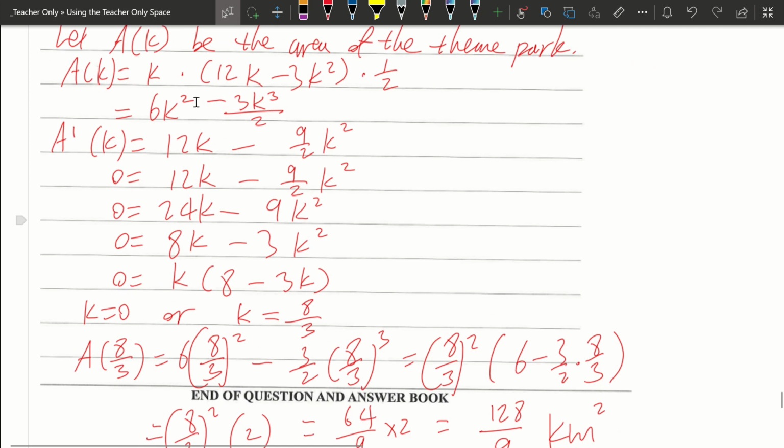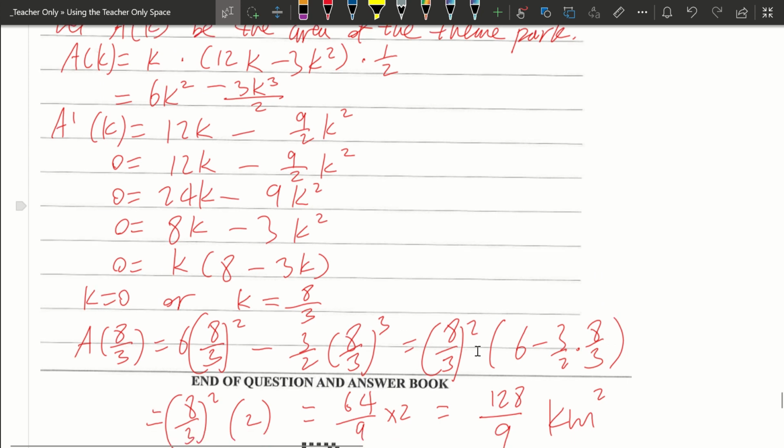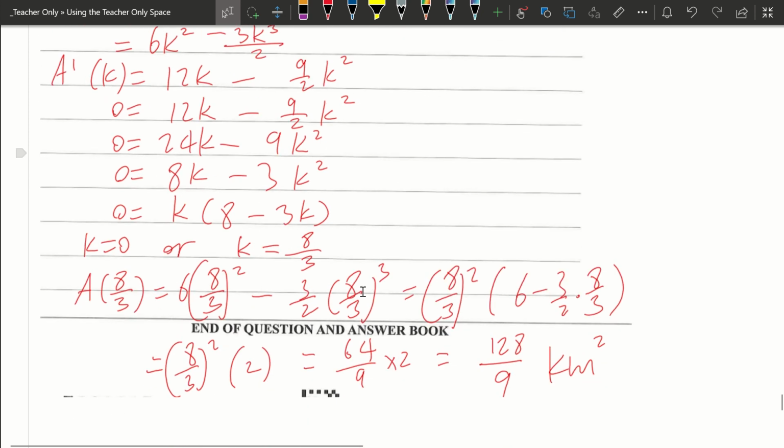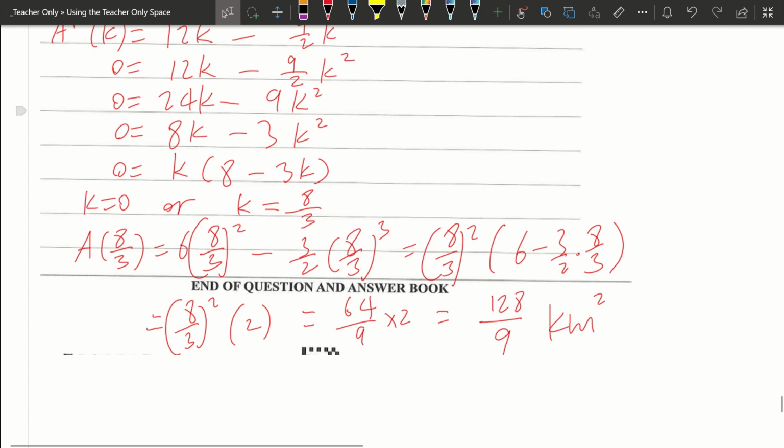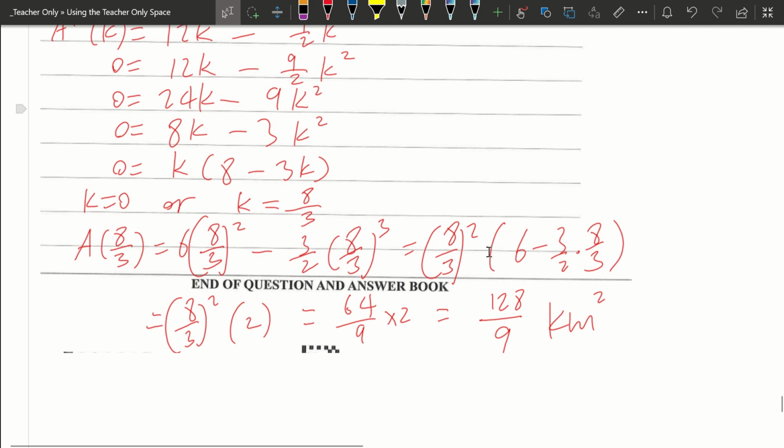So I sub 8/3 into the original area function, but I realize there's a common factor of 8/3 all squared, so I take that out, and I'm left with 6 minus 3/2 times 8/3, because there's a cube here, I'm only taking out a square. And so the arithmetic is slightly easier this way. By taking out a factor, I can deal with smaller numbers.